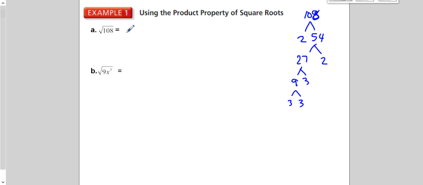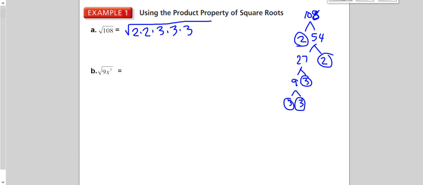Let's write our prime factors in order. We have a 2 and a 2. Just the prime numbers. Don't use any of the numbers in the middle. Just the ends of the branches. 3, 3, and 3. So we have 2 times 2, and then we have 3 3s.